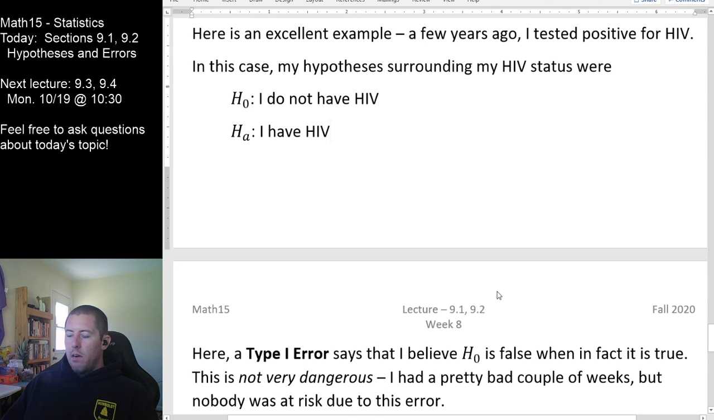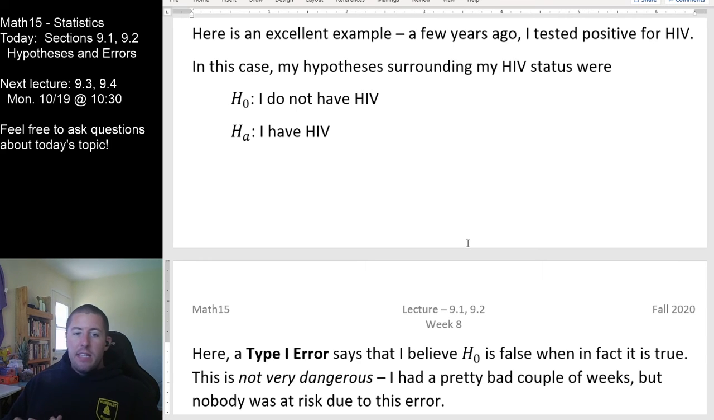Here, a type 1 error says I believe that the null hypothesis is false. The null hypothesis says I don't have HIV. I think that's false. That says I think that I do have HIV in the type 1 error scenario. I think that I do have HIV, but in fact, the null hypothesis is what's true. I don't actually have it. So the type 1 error in this case would be for me to believe I do have HIV when in fact I don't.